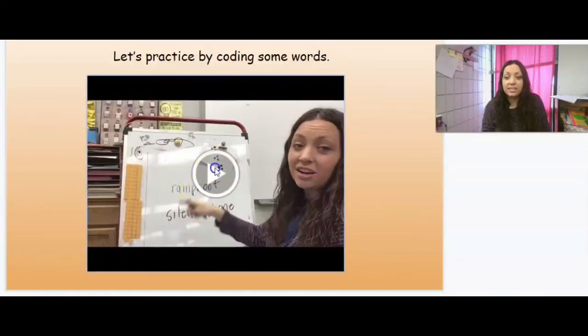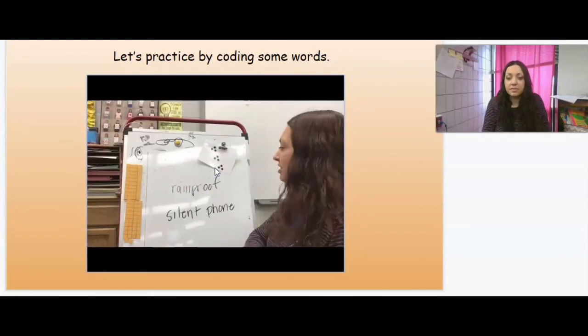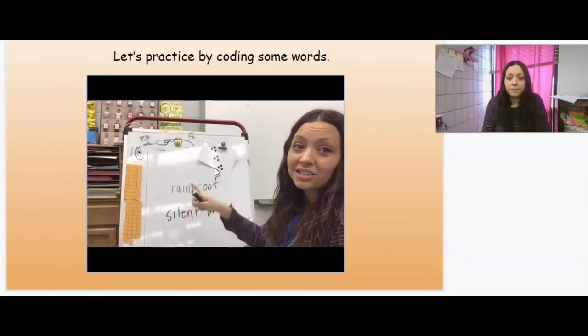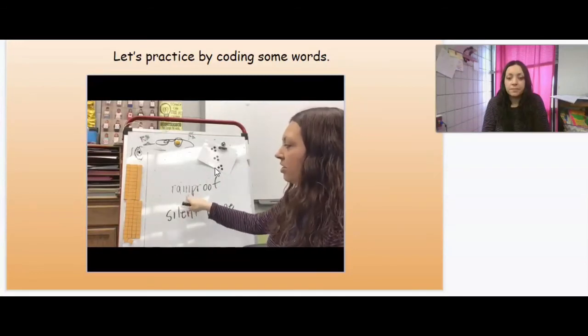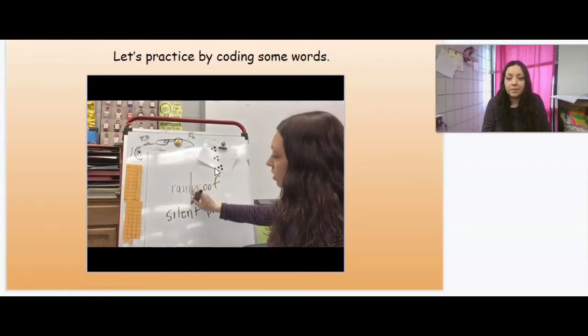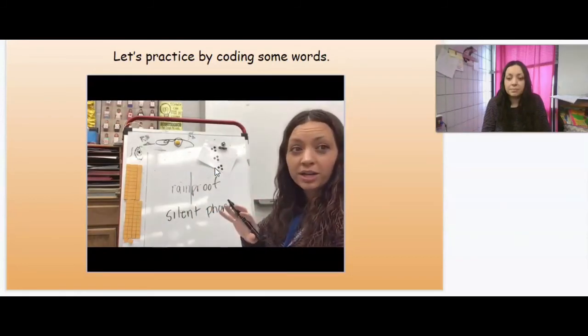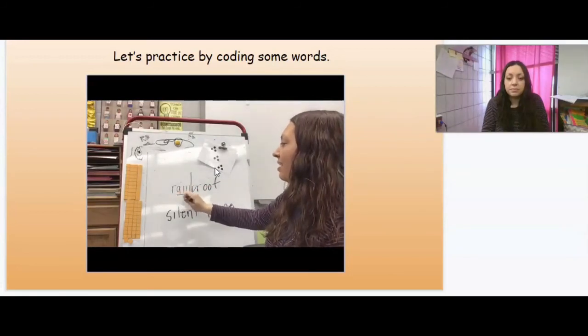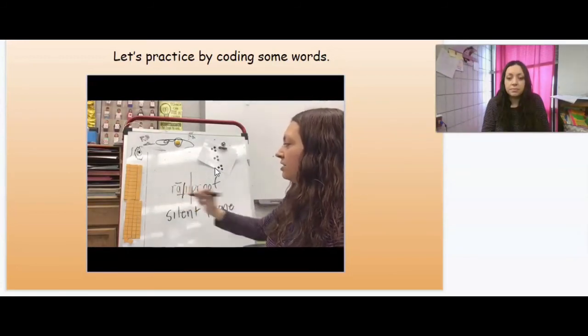All right, now that we made some words, we're going to see how we can code some of those words with that digraph. Go ahead and code some words today. So let's look at our first word. This is actually a compound word, and I see a word I know. I know this word right here is rain. So I'm going to try and break it apart and make sure that's where I break it apart at. We'll check it. Because I know that AI says A with a silent I.